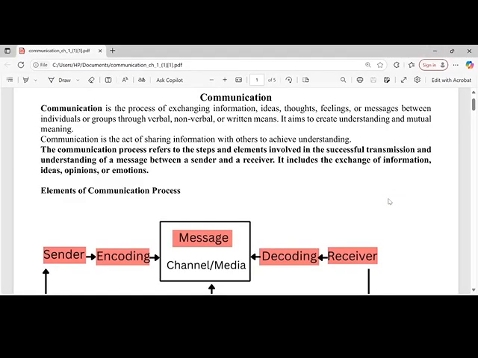Hello everyone. So today we'll be doing paper number three, that is communication and health education. So let's start off with communication first.